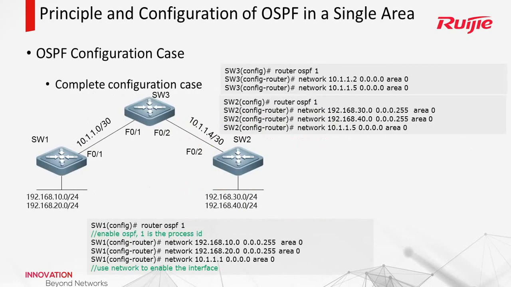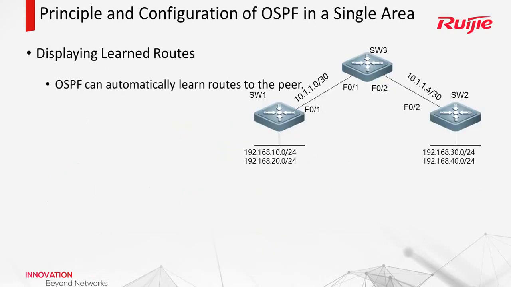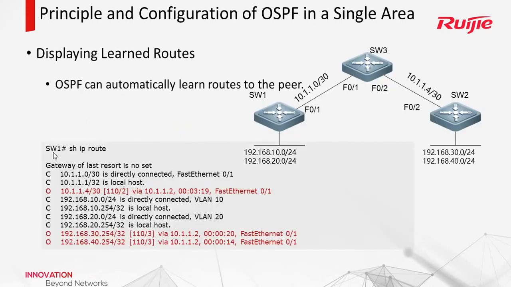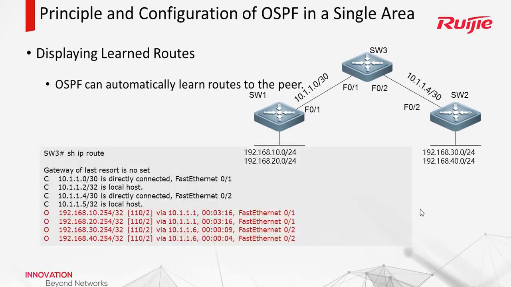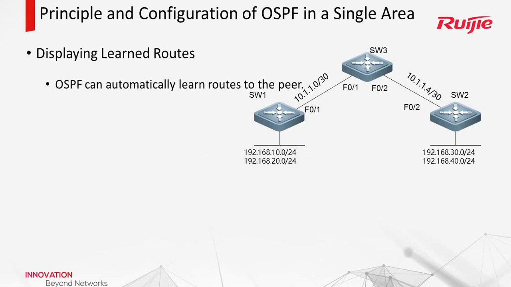And we can configure SW1, 2, and 3. Then we can use show ip route. Oh, we find that they already learned all of these networks' routing information. SW1 learned all of these routes automatically. And we can find that 110 is the OSPF AD value. It's the same on SW3 and SW2.